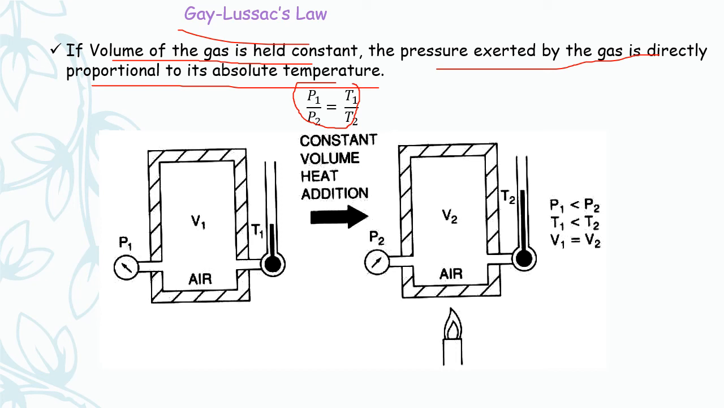We call Gay-Lussac's law constant volume heat addition. In the previous one it was constant pressure heat addition. Here also you can see there is no piston, but the cylinder is enclosed and the volume is kept constant, that is V1 is equal to V2. When heat is added to the system, temperature will increase from T1 to T2 and pressure will increase from P1 to P2. So this is about Gay-Lussac's law, which is nothing but constant volume heat addition.